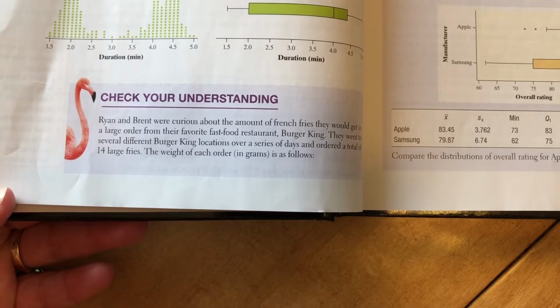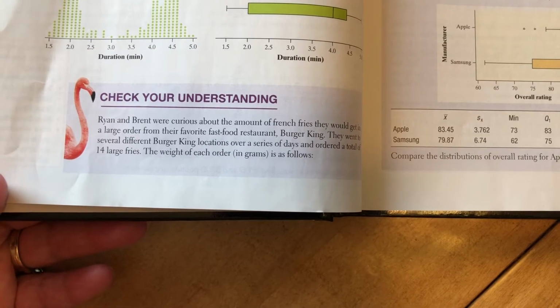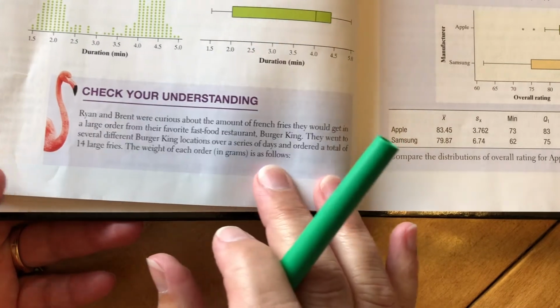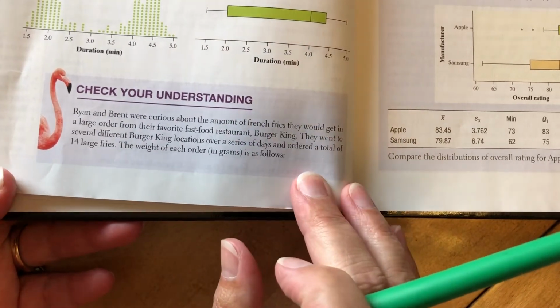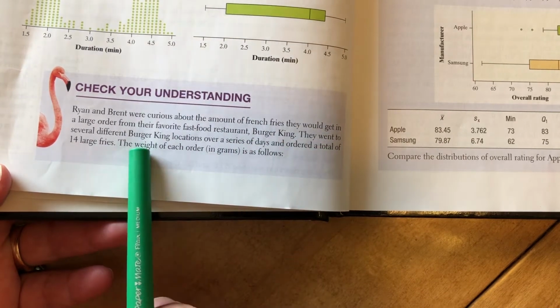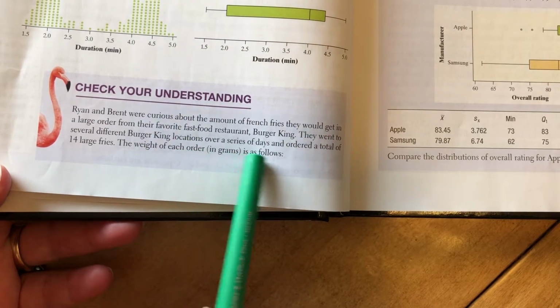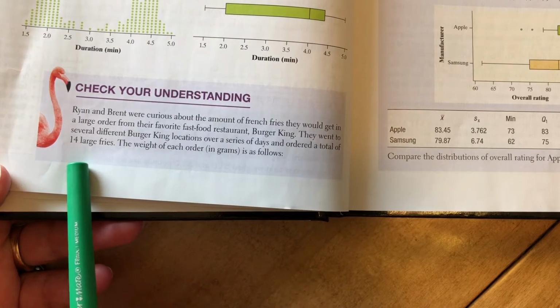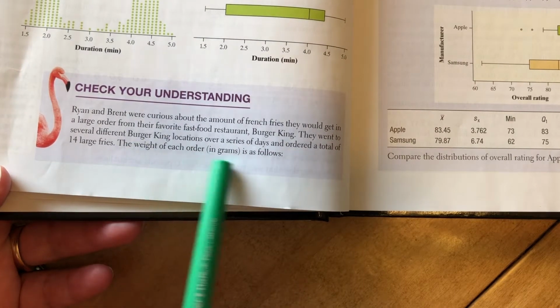All right, let's do the check you understand on pages 70 to 71. Ryan and Brent were curious about the amount of French fries they would get in a large order from their favorite fast food restaurant, Burger King. They went to several different Burger King locations over a series of days and ordered a total of 14 large fries. The weight of each order in grams is as follows.